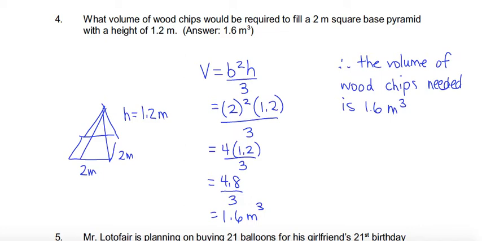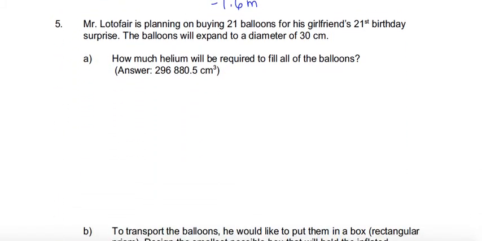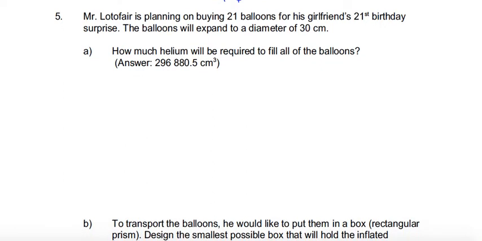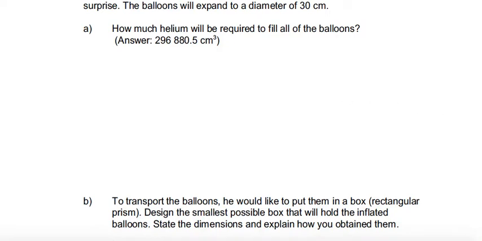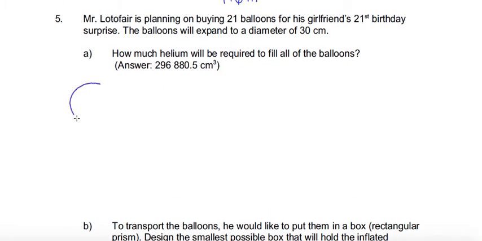And the last example we're going to look at. Mr. Lodofair is planning on buying 21 balloons for his girlfriend's 21st birthday surprise. The balloons will expand to a diameter of 30 centimeters. So a balloon is a sphere. It has a diameter of 30 centimeters. We want to know how much helium will be required to fill all of the balloons. So we're going to calculate the volume of one balloon first and then multiply that answer by 21.